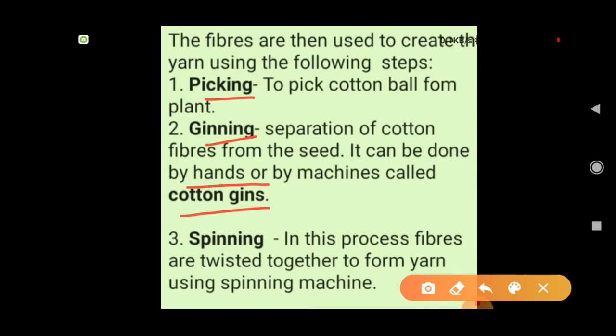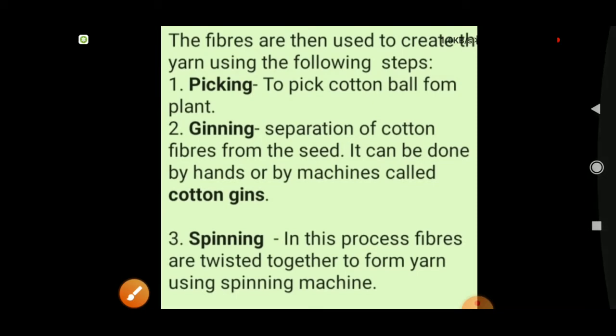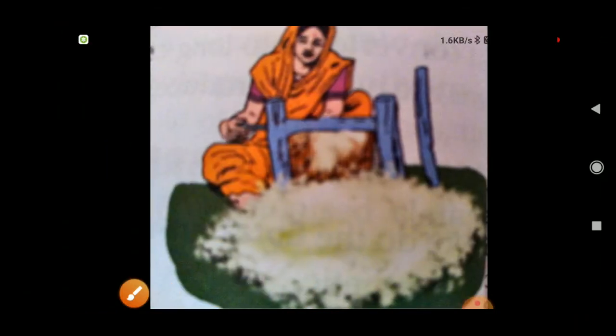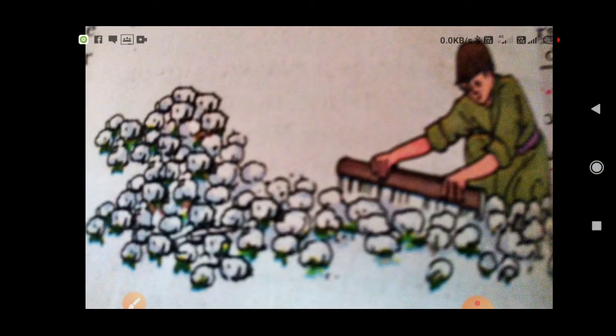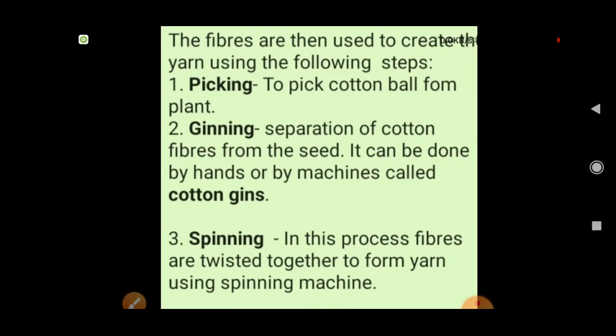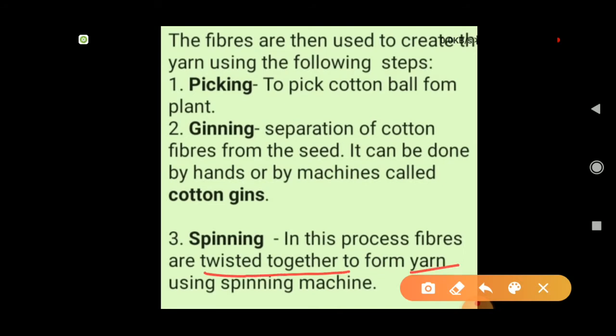Okay, now I can show you the process also. Now see the process. You can see this process is called ginning. The seeds and fibers are separated. This is also the process of separating fiber from seeds. Okay, then next is spinning. Spinning is the process in which fibers are twisted together to form yarn. For that, spinning machines are used.